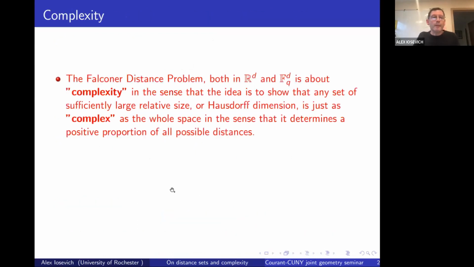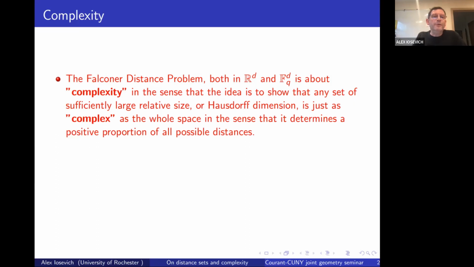Okay. All right. So now this brings us to the notion of complexity, which I am at first going to use extremely loosely, and then I'm going to introduce a precise definition.